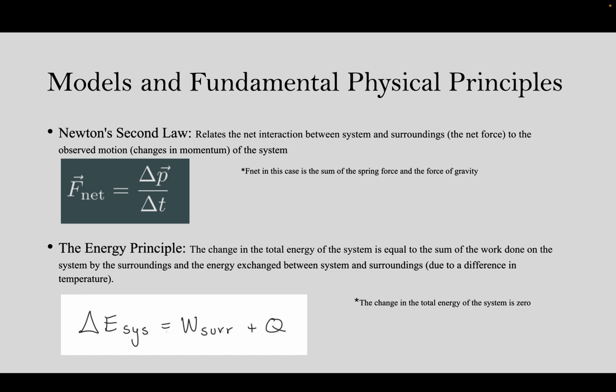The energy principle states that the change in the total energy of the system is equal to the sum of the work done on the system by the surroundings and the energy exchange between system and surroundings due to a difference in temperature. Delta E is equal to W plus Q, and the change in the total energy of the system is 0.